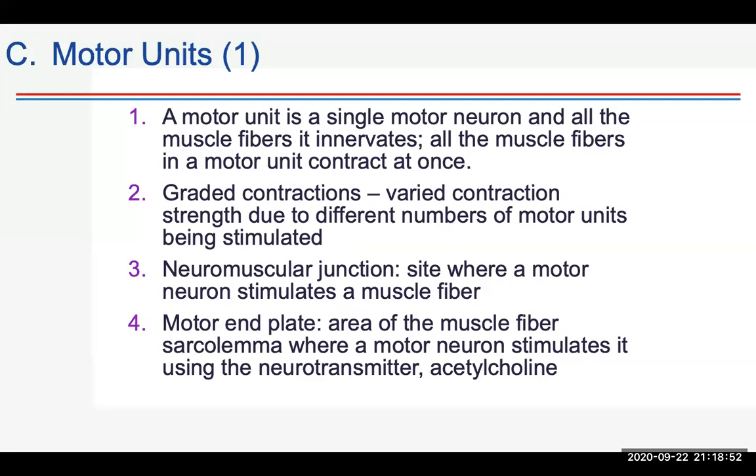The neuromuscular junction is the site where a motor neuron will stimulate a muscle fiber, and the motor end plate is the area of the muscle fiber, the sarcolemma, or kind of the membrane of that muscle fiber, where a motor neuron will stimulate it using the neurotransmitter acetylcholine.